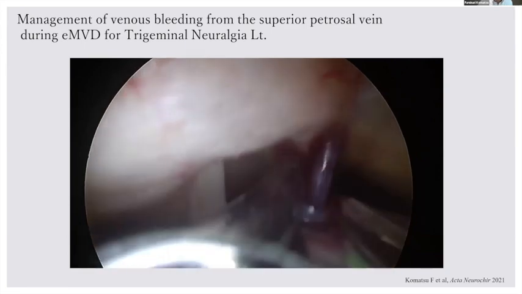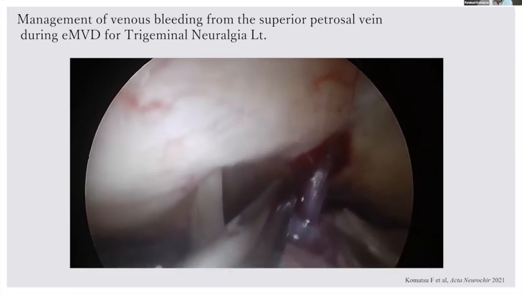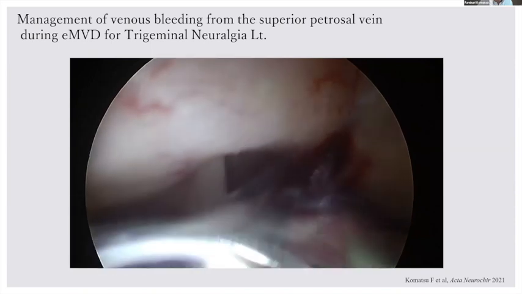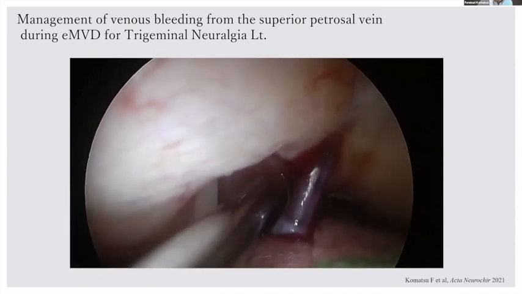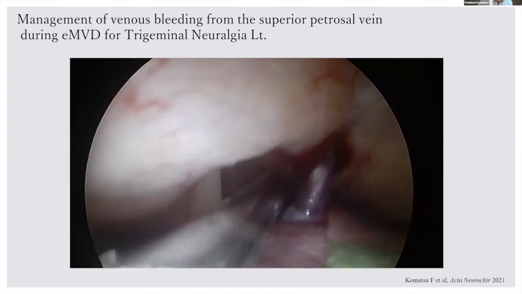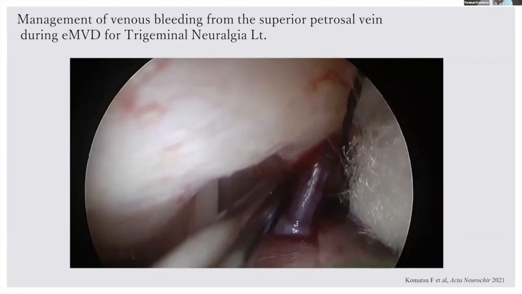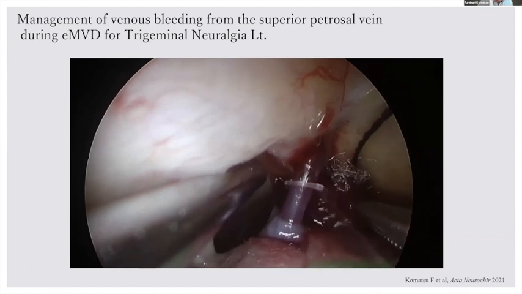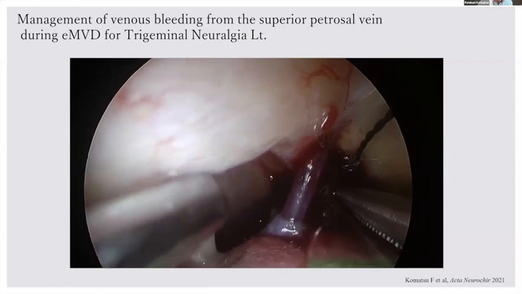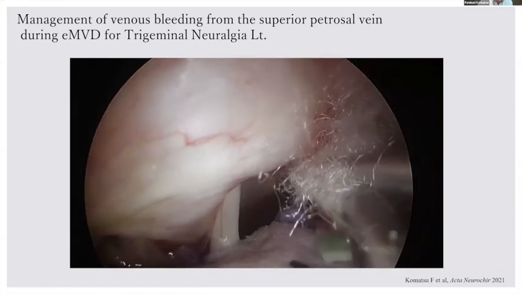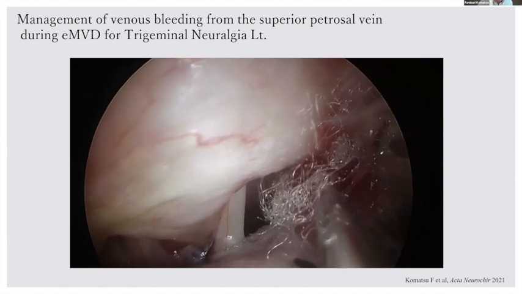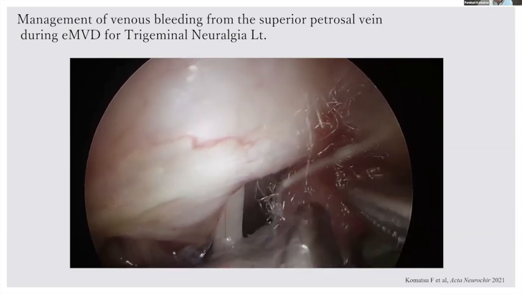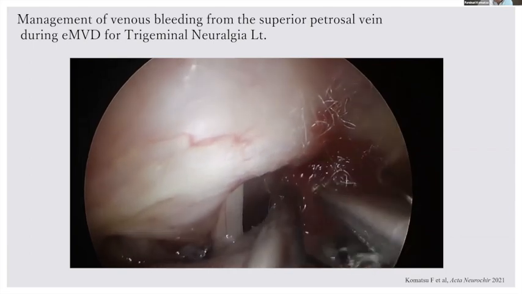The bleeding from the petrosal vein happened. The bleeding is irrigated well. And then for the control of the venous bleeding, the surgical ball is applied. The first ball must be applied behind the petrosal vein. And then the second ball must be applied in front of the petrosal vein, so that the petrosal vein is completely covered by the surgeon.